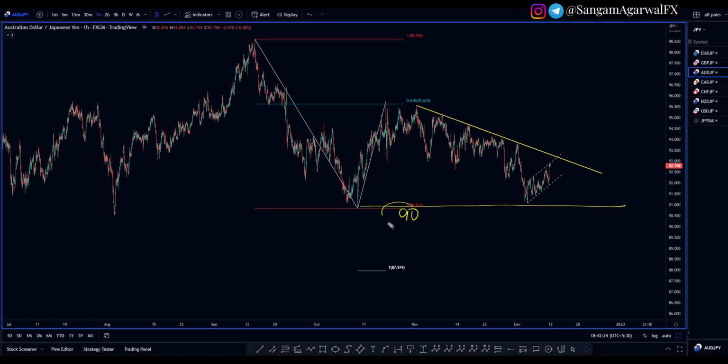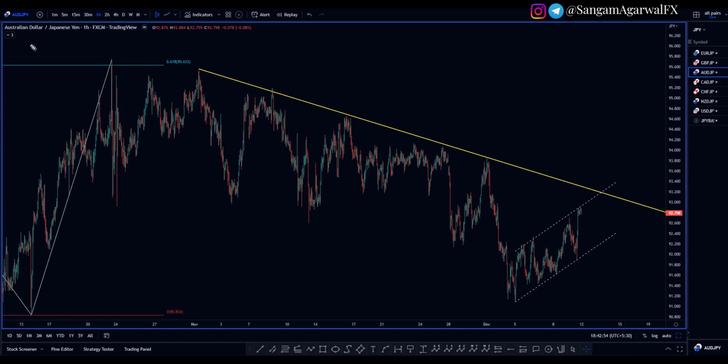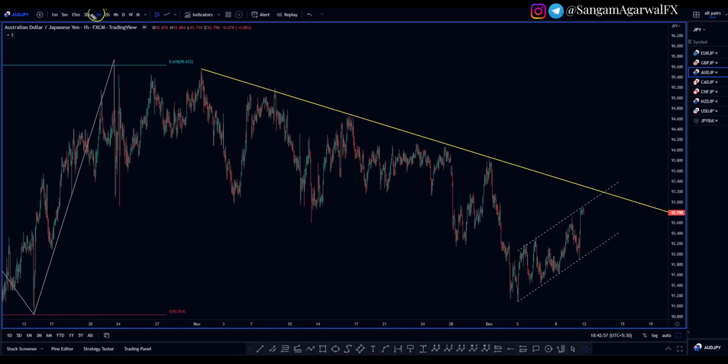So this 90 level is your horizontal support, and this yellow trend line is your dynamic resistance, and this is a strong trend line, and it has been tested many times. Since this is the H1 time frame, you do not need to wait several weeks. In 1 or 2 weeks, either price retests this upper yellow trend line, or it is making a parallel channel, testing the upper and lower trend line of this channel multiple times.